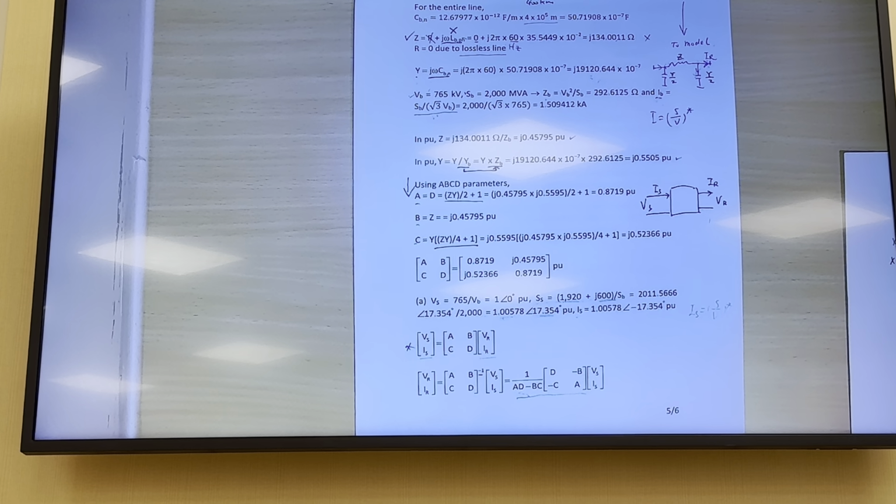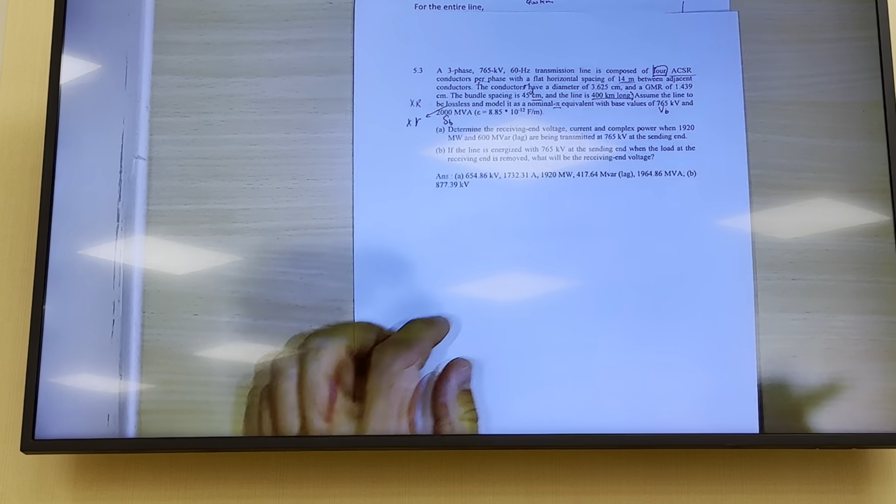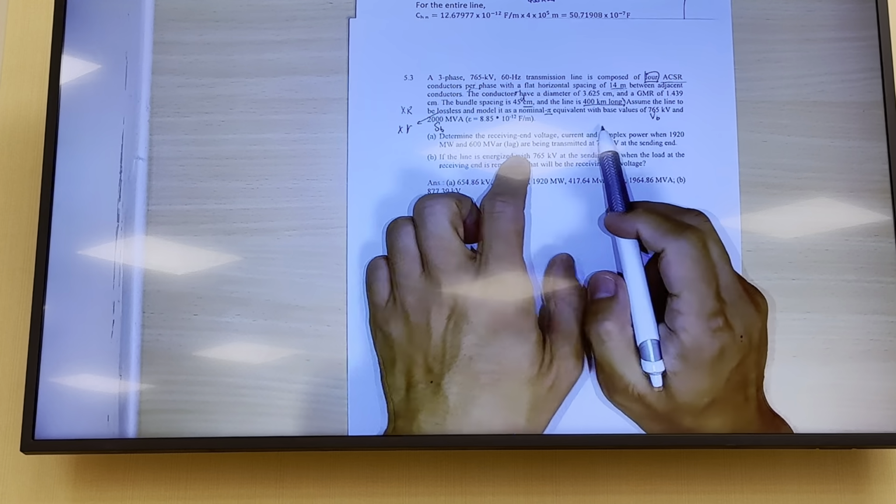For the pi model, A equals D. This one will be given to you, don't worry. Just substitute the values to it. A and D will equal to this one. And B equals to this one. C equals to this item. So finally, the ABCD matrix will be obtained. That is this one. Okay, with the ABCD matrix, things will become much easier. Calculation will be much easier, right?